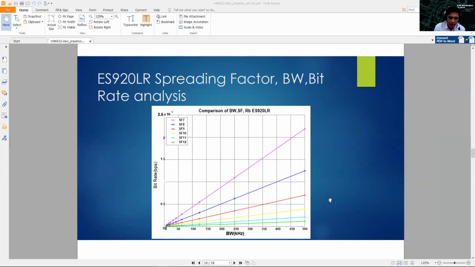So the important parameter is to use a small splitting factor, like 7, and a big bandwidth, like 500 kilohertz. Bandwidth is high and splitting factor is small. So the conclusion is that this bitrate can produce high data bits per second.